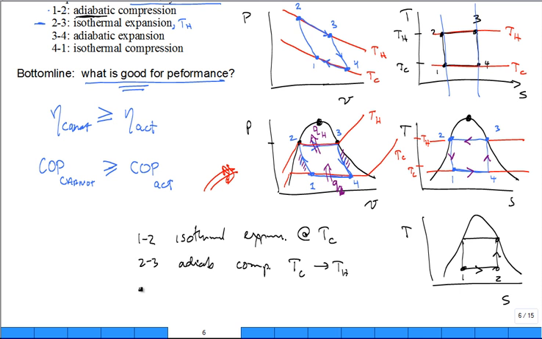How about 3 to 4? That's isothermal compression at TH. And 4 to 1, adiabatic expansion, and here the temperature goes from TH down to TC. All right?